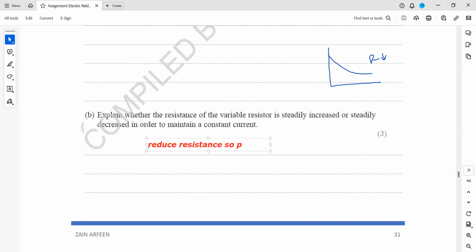So the potential across the resistor decreases, with less voltage across the resistor and more voltage across the capacitor. Because whenever a capacitor is charging or discharging, the current always decreases. It doesn't stay constant. So we want to maintain a constant current. How can we maintain a constant current if the current is decreasing? We should reduce the resistance so that the current will increase and remain constant.